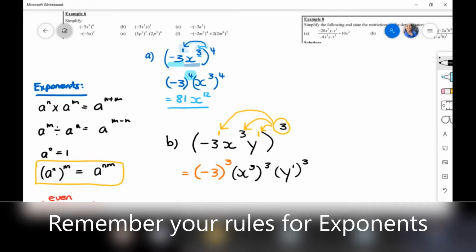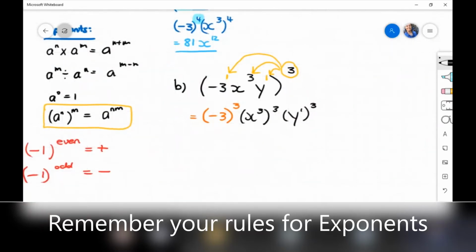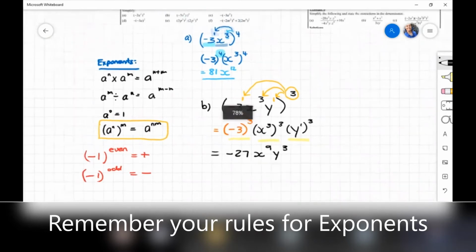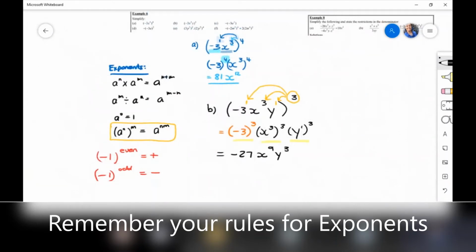So I'm actually just expanding. What I'm doing here is I'm expanding it to show you how each base will carry its individual power. And what we have now is a negative to the power of an odd value has a negative answer. 3 to the power of 3 is 27. X to the power of 3 times 3 becomes 9. Y to the power of 1 times 3 becomes 3. Okay, so I trust that you're all with me on that.